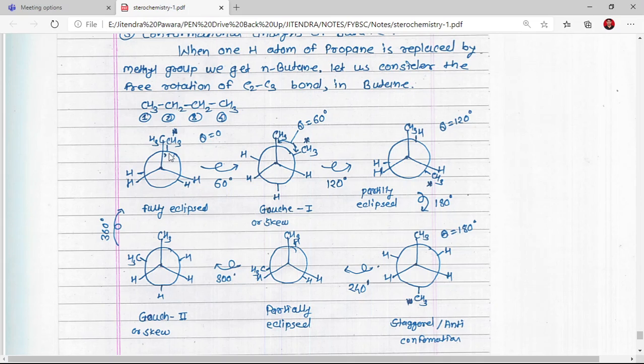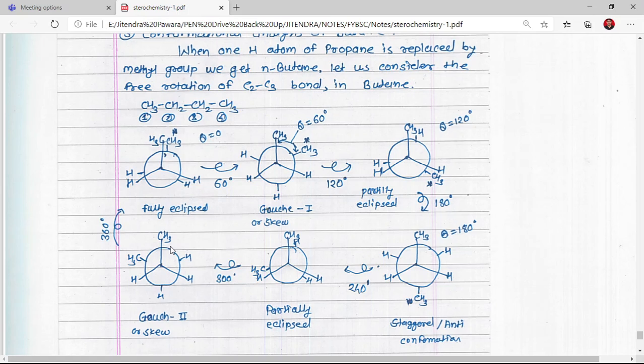While this fully eclipsed is a less stable conformation. The reason is that it has full eclipsing of the CH3 CH3 groups. It has CH3 CH3 and H-H interactions. That's why the fully eclipsed is a less stable conformation.